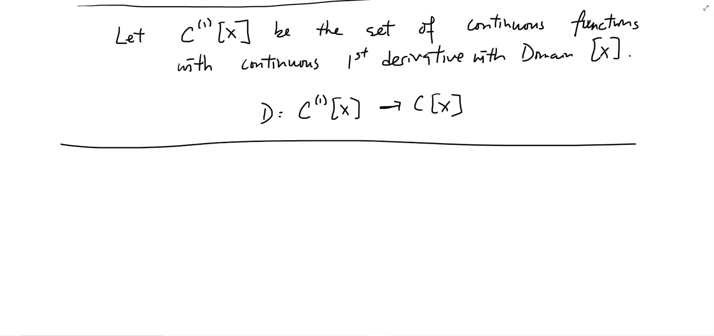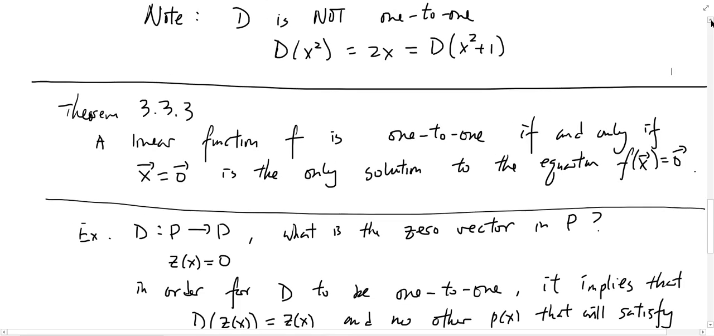So now we define the differential operator on the continuous first derivative function space, where the range would just be continuous functions. It should be clear that this differential operator defined on this vector space is still a linear operator and is still not one-to-one. And if you try to do a proof, you'll find that the proof is basically exactly the same as what happened with polynomials.